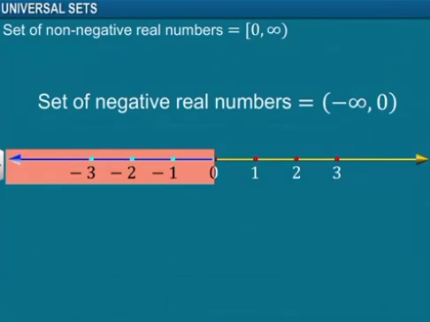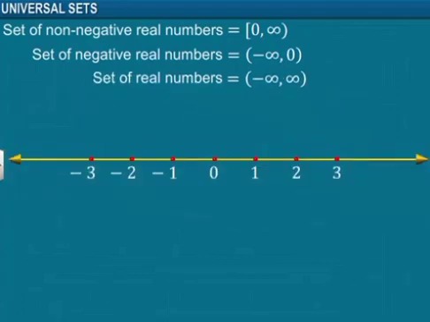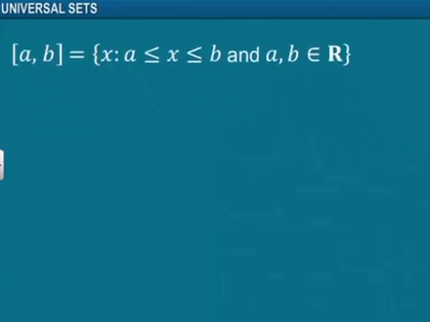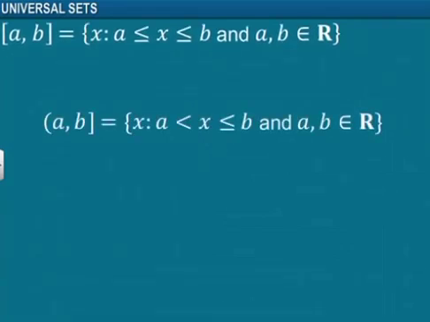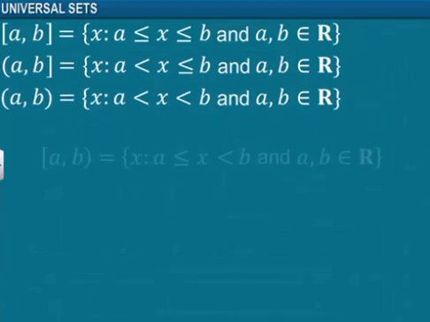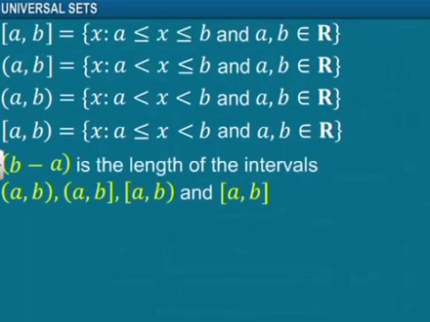The set minus infinity to infinity defines the set of real numbers. On generalizing, we can conclude that the set of real numbers in the interval between two numbers a and b, including a and b, is defined as shown. Similarly, other sets of real numbers are shown. For all the intervals shown above, b minus a is the length of the intervals.